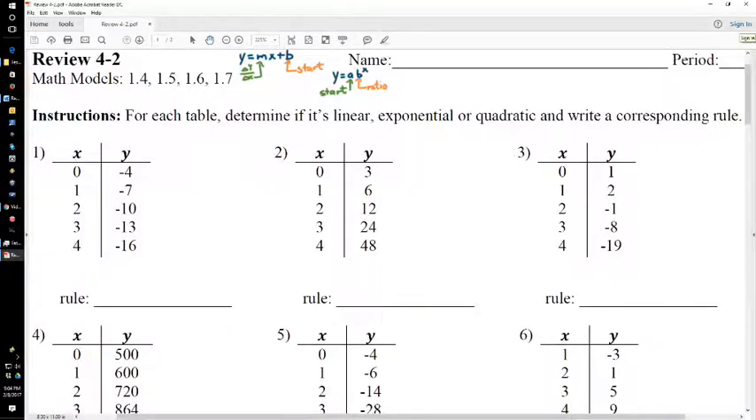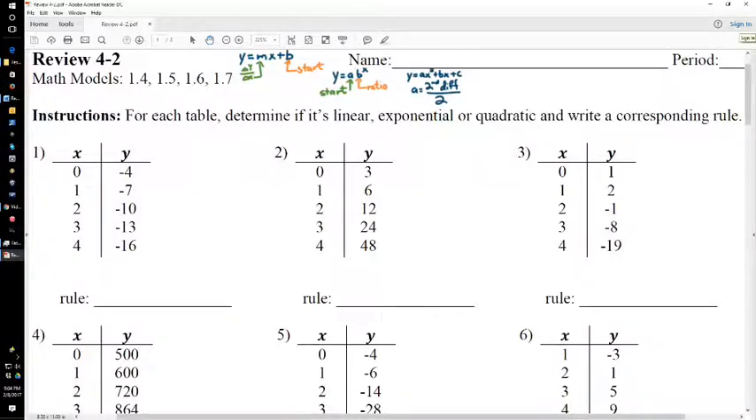All right. And last but not least, you've got your quadratic. Your quadratic is y equals ax squared. That's not a 2, that's a little squiggle. Ax squared plus bx plus c, where a equals your second difference divided by 2. Okay.